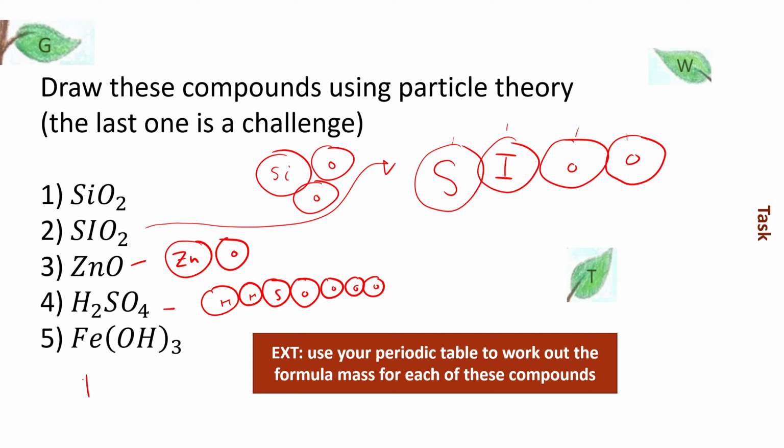Here below we've got 1 iron atom. Now this is attached to, well, we said before there were 3, and then this would be 3, wouldn't it? So I have to do 1, 2, 3, 1, 2, 3. There's O, O, O, H, H, H. There we go: 1 iron atom, 3 oxygens, 3 hydrogens. And for now, we're not worried about the structure. We're just focusing on drawing the particle theory. The extension there, I'll talk about that later.